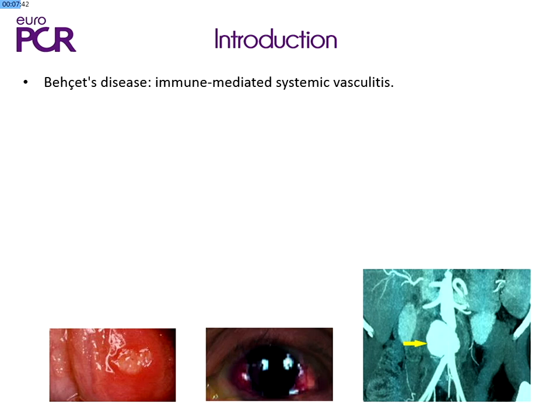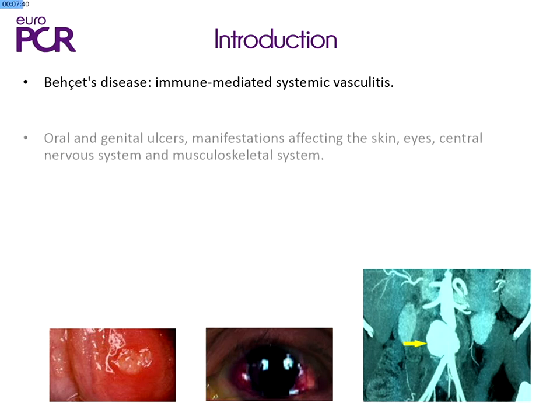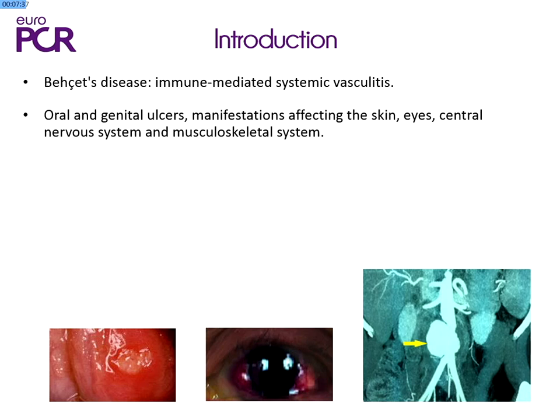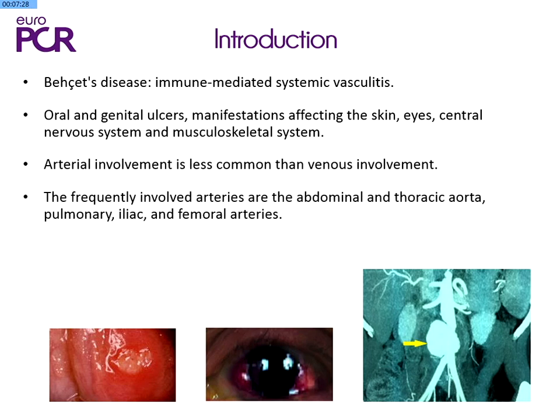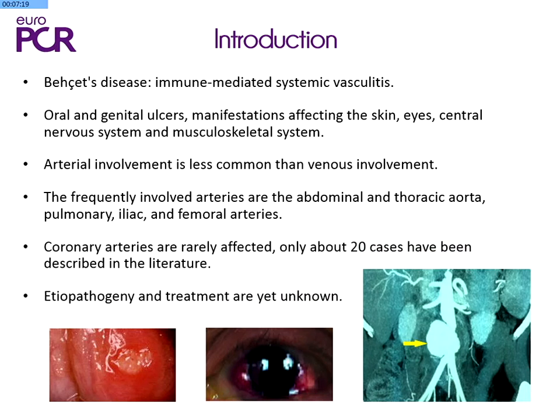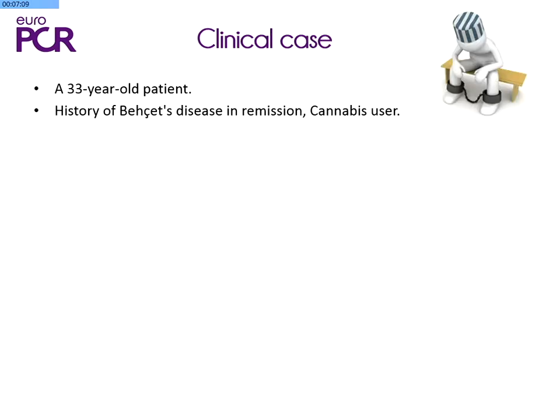Behçet disease is an immune-mediated systemic vasculitis with oral and genital ulcer manifestation affecting skin, eyes, central nervous system, and musculoskeletal system. Arterial involvement is less common than the venous one. The frequently involved arteries are the abdominal and thoracic aorta, pulmonary, iliac, and femoral arteries. Coronary arteries are rarely affected. Only about 20 cases have been described in literature. Etiology and treatment are yet unknown for the moment.